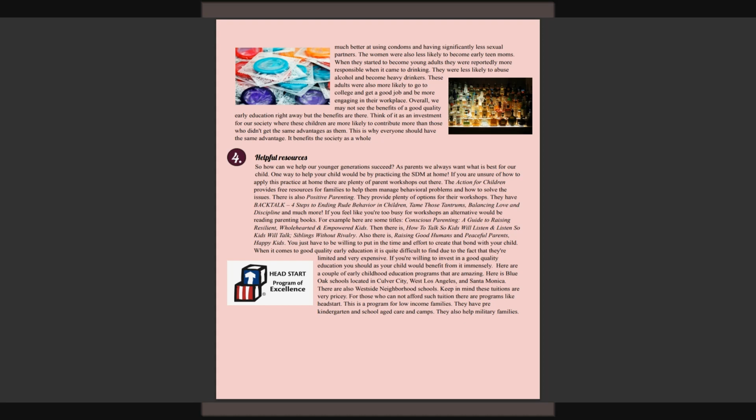And then when it comes to good quality early education, it's quite difficult to find any due to the fact that they're very limited and very expensive. And even then, when you do find a good quality early education, sometimes there's a wait list and you can't get in right away. But if you're willing to invest in a good quality education, you should, as your child would benefit from it immensely.